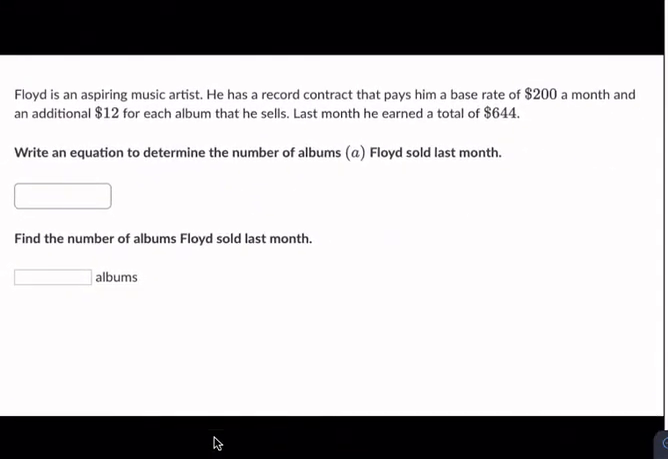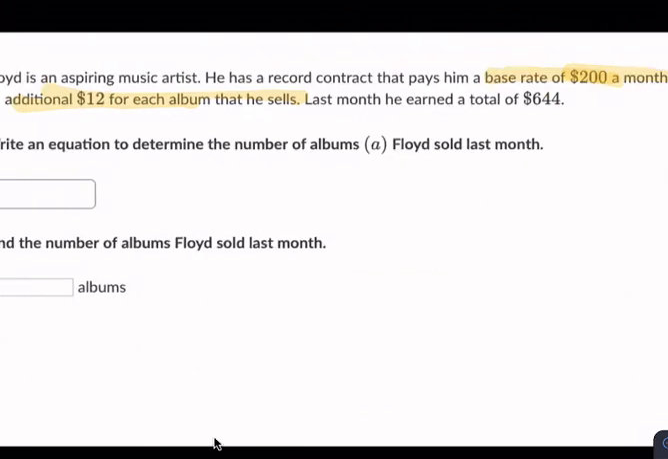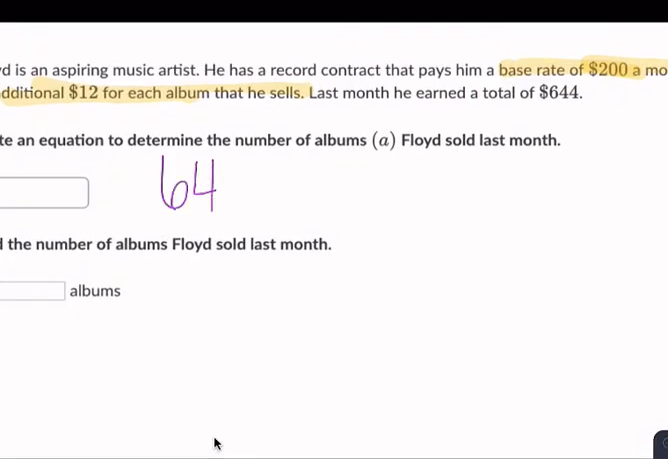All right, last one. Floyd is an aspiring music artist. He has a record contract that pays him a base rate of $200 a month and an additional $12 for each album that he sells. Last month, he earned a total of $644. So we're just looking at 1 month. And it says, write an equation to determine the number of albums, A, that Floyd sold last month. So we know his total was $644.